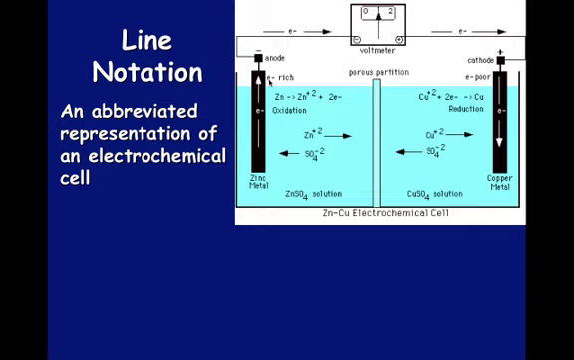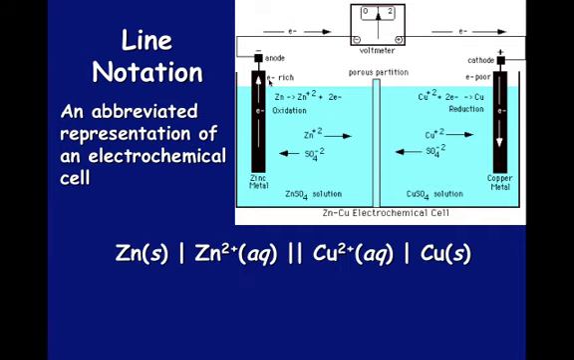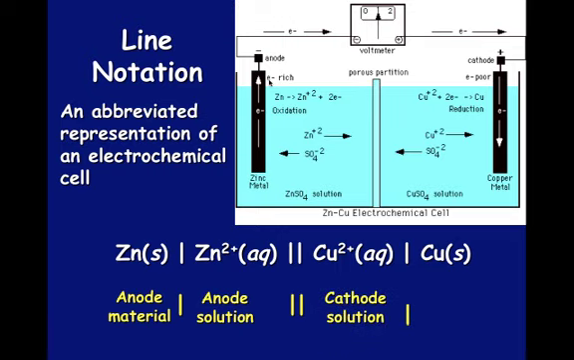So, line notation. This helps us to abbreviate what's going on in an electrochemical cell. So looking at this one, the species being oxidized and the species being reduced are separated by a double line in the middle. So one side is the anode material, and the other side is the cathode material. So, material and solution on the oxidation side, and the material and the solution on the reduction side.